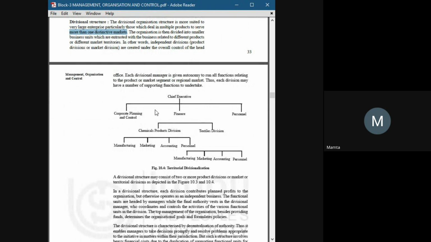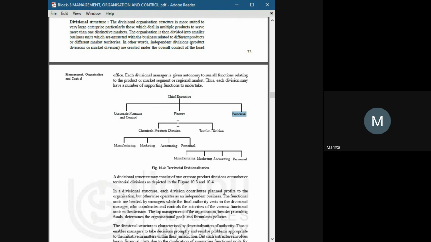Here we have an example of a company dealing in two products. The first one is chemical products and the second one is textile products. Now see the chart. The structure is like this: we have the chief executive, then planning and control, finance and personnel. This is the general management.